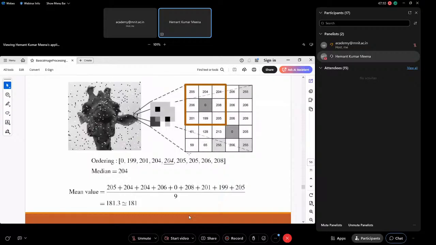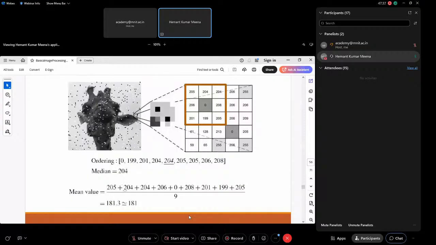So this is the median one. What happens in the median? If you recall, it arranges all the values in a sequence, and the value at the middle order is taken. Because it is a 9 by 9, it is easy to get. So this one is 204, and this will be the value.